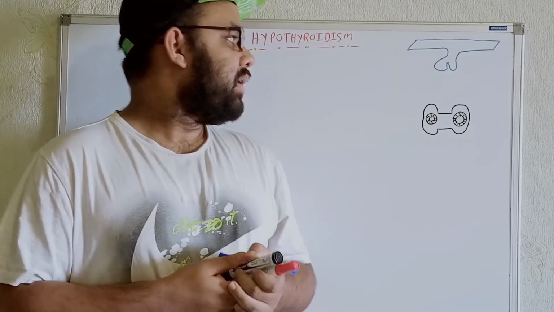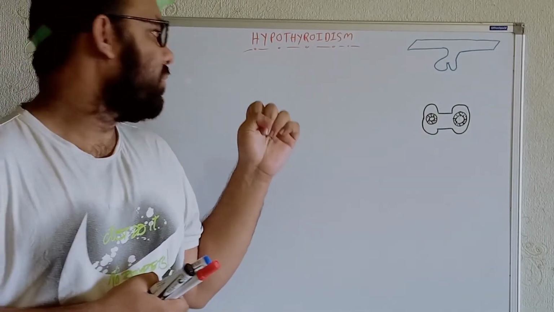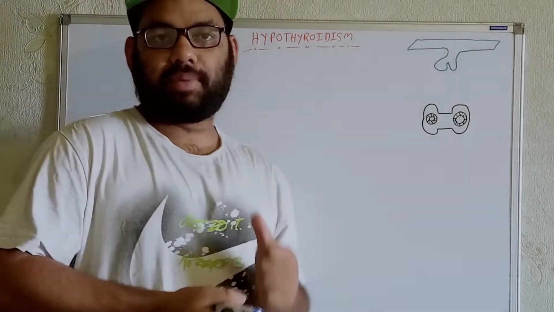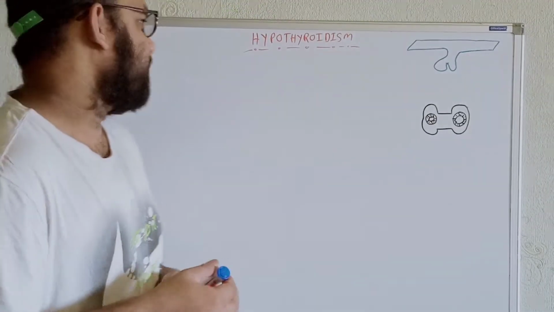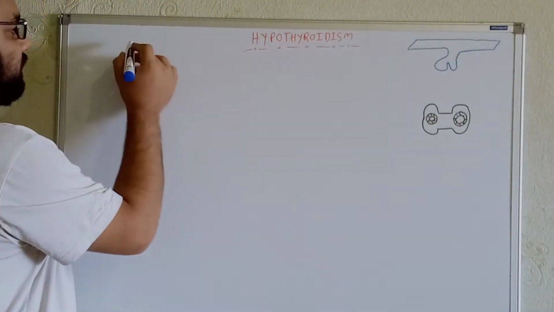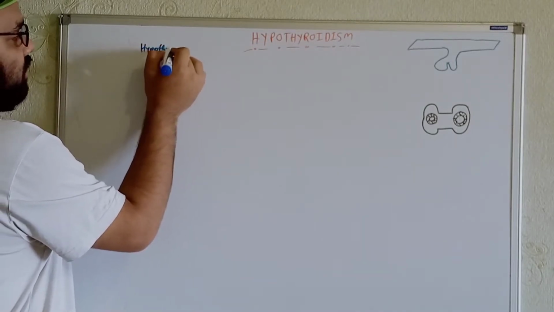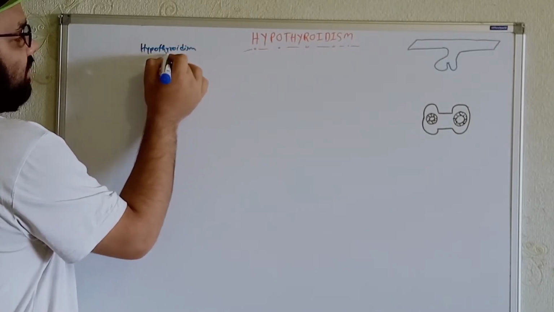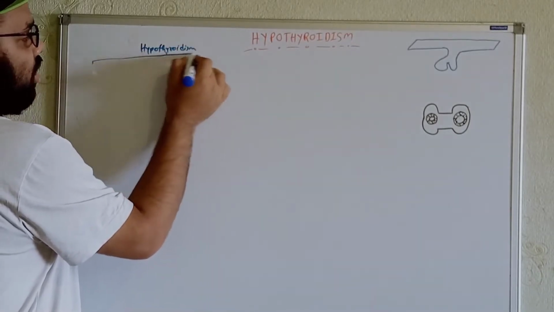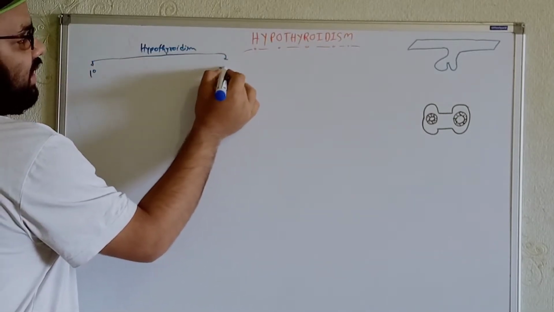Now, when you are talking about hypothyroidism, you have to classify it in two ways. It may be primary hypothyroidism, or it may be secondary hypothyroidism. Let's classify first. I'm writing it over here: hypothyroidism. It can be classified into two ways. One, we can get primary hypothyroidism. Another, we can get secondary hypothyroidism.